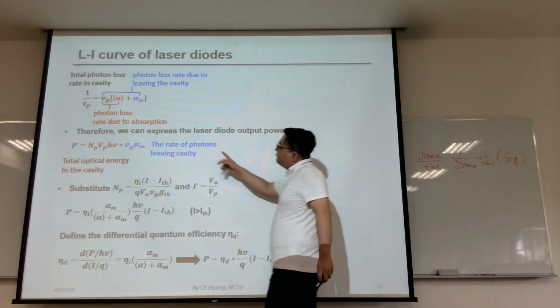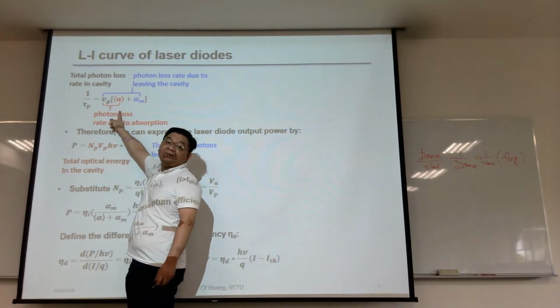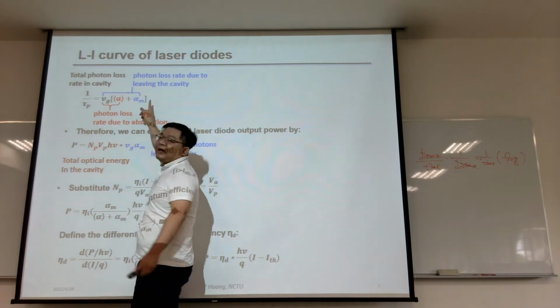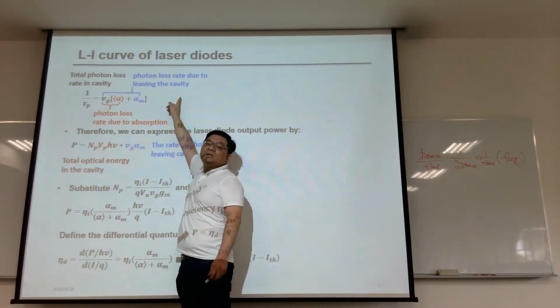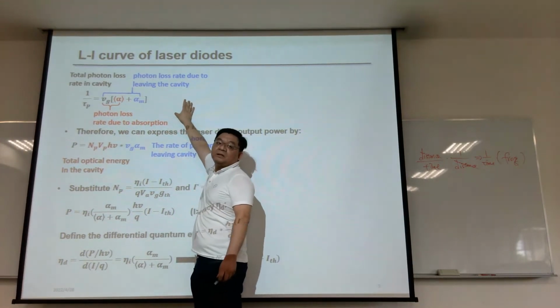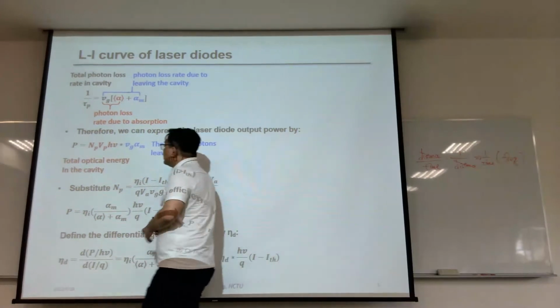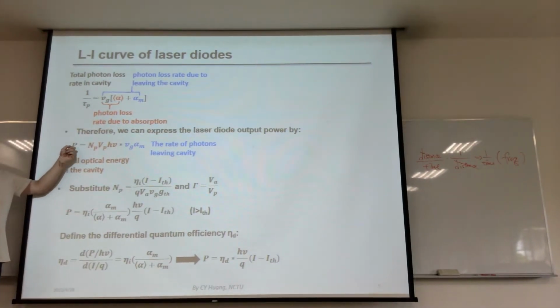So the first term is how many photons are lost inside the cavity due to absorption. And the second term, Vg times alpha n, is how many photons are lost because they leave the cavity. That's the output power you will get. Okay, so we can calculate what the output power is.